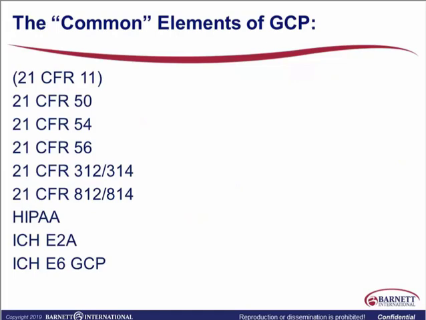Okay, so we need to be mindful of what the expectations are for good clinical practice, those common elements of GCP that most of us know. 21 CFR Part 11. So this is electronic records and electronic signatures, and I put that in parentheses because a lot of folks still don't think of it in terms of being a regulatory requirement, but of course the Federal Register does.